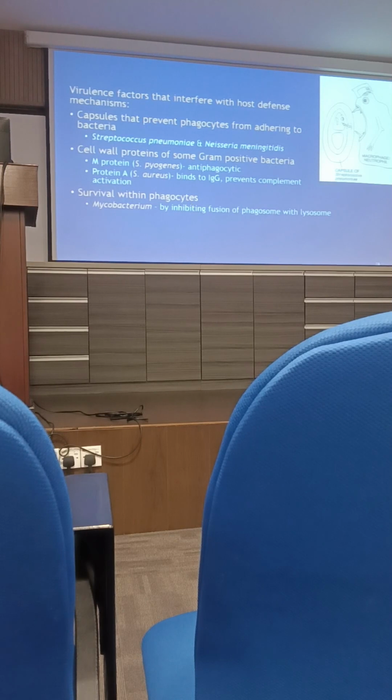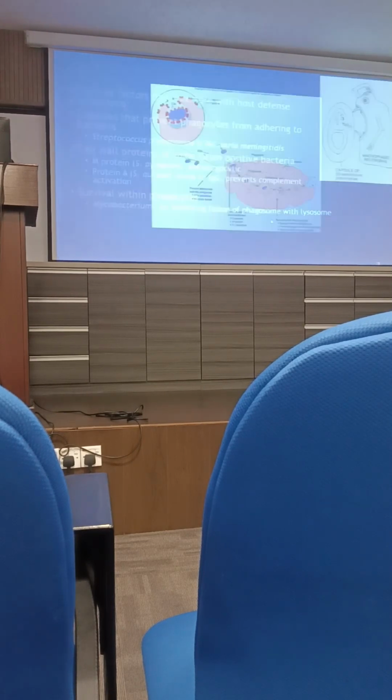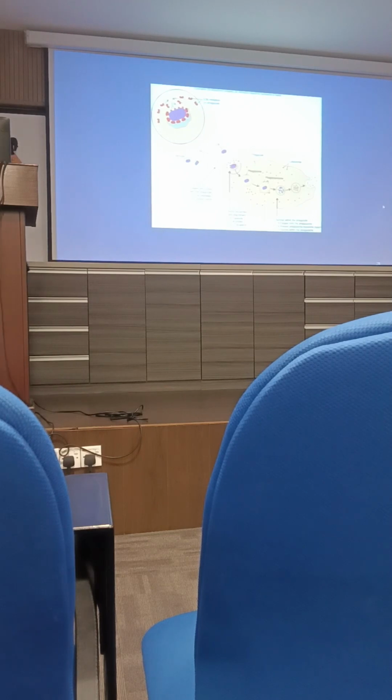For example, Mycobacterium. Some bacteria are able to survive the phagocytic activity and even live within the cell. Here it inhibits fusion of the phagosome with the lysosome. If you look at this diagram, this is what happens in a normal healthy phagocyte. So C3b, what is C3b? It's a complement opsonin, right? It aids in phagocytosis.